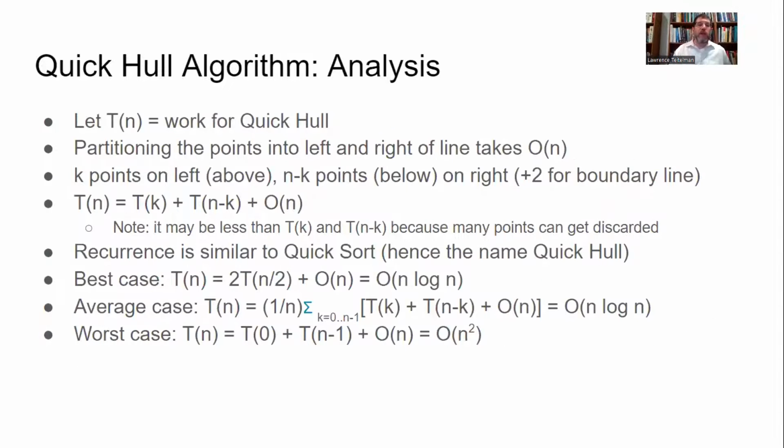So we're going to say that T of n represents the work, the number of operations, for the quickhull algorithm. We need to partition the points into left and right in O of n time. How do you know that that's O of n? Could someone describe in pseudocode what we're doing here? So for each point, finish the sentence. For each point, what do we do? See which side the line is on? You decide which side it's on.